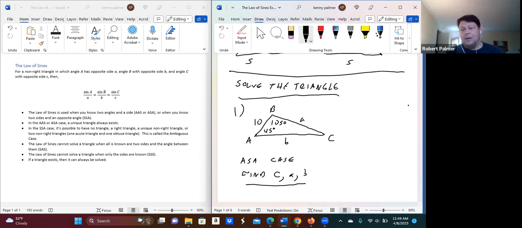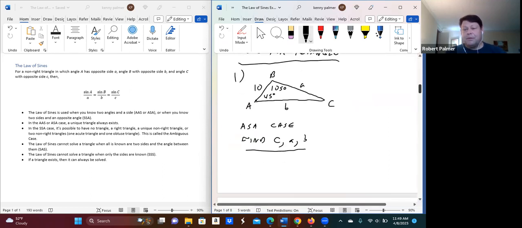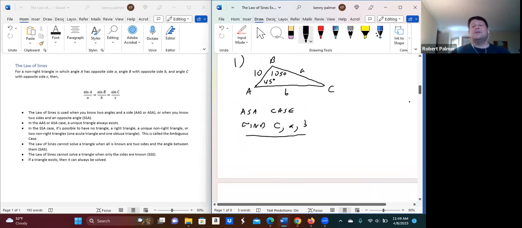Now, one thing we have to be careful to remember here is that this is not a right triangle. So we can't just use the regular trig functions. Also, we can't use the Pythagorean theorem. This is not a right triangle.